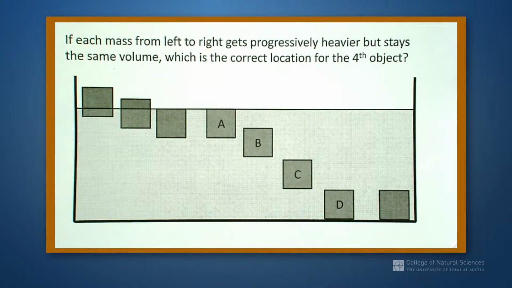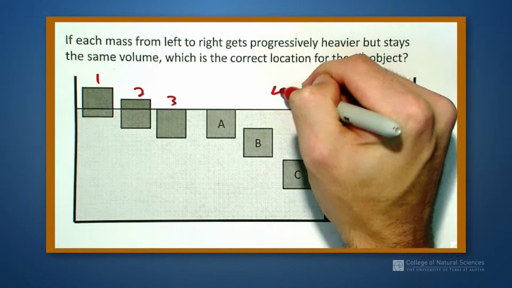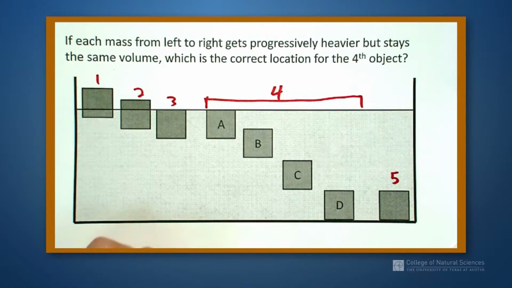I think this is probably my most favorite problem as an instructor in all of fluid dynamics. It says if we have each of the masses from left to right and they get progressively heavier but stay the same volume, which of the 4 locations will be the 4th object? So I have object 1, 2, 3, this is object 4, and there's 5. So I want to know which of these 4 objects will be the right point.